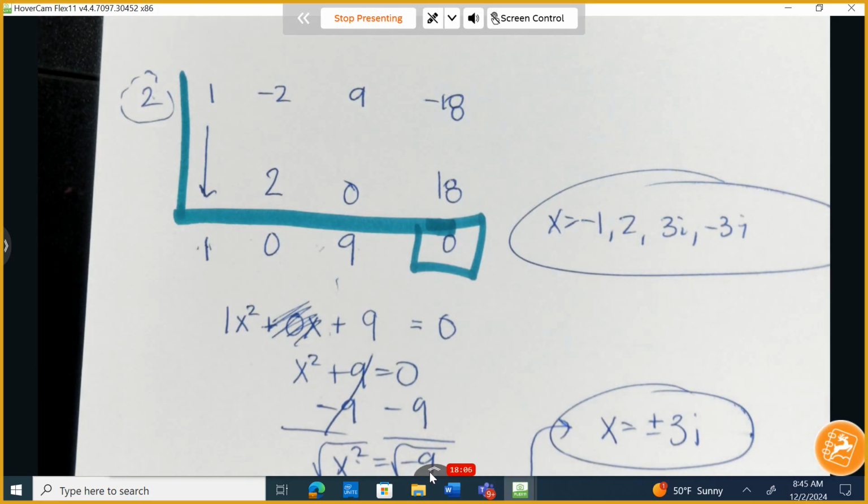Now I'm going to ask you to analyze those solutions. Are you ready? Of the 4 solutions, turn to your partner. Don't tell me, tell your partner. How many of them are real and how do you know that? You have 5 seconds to go. 5, 4, 3, 2, 1.